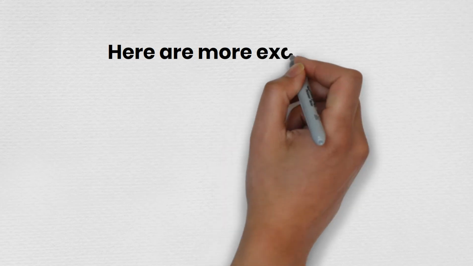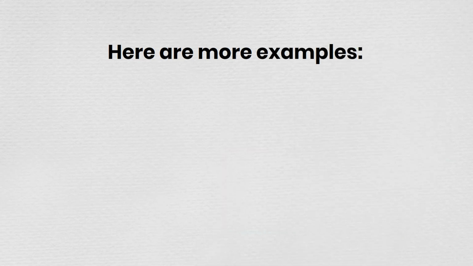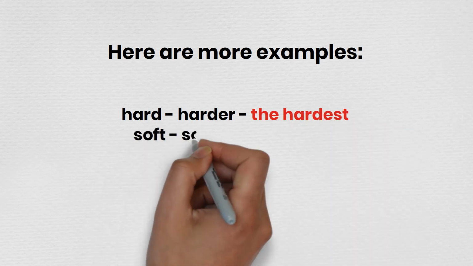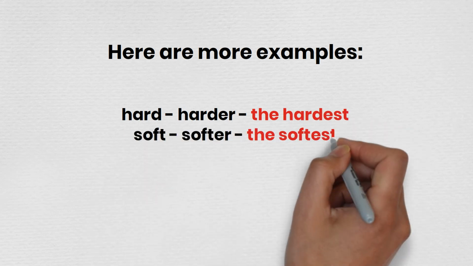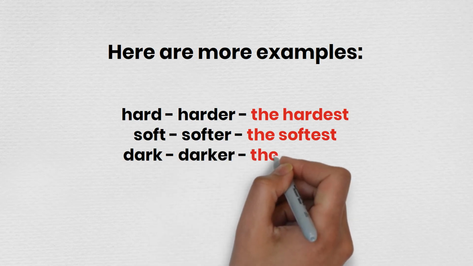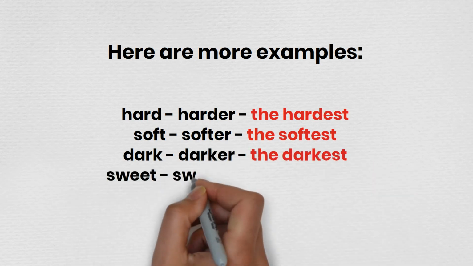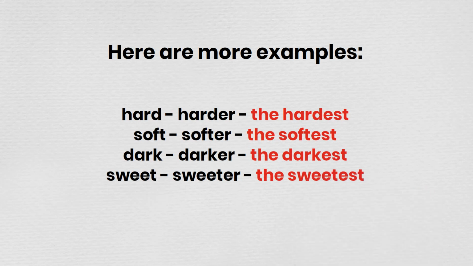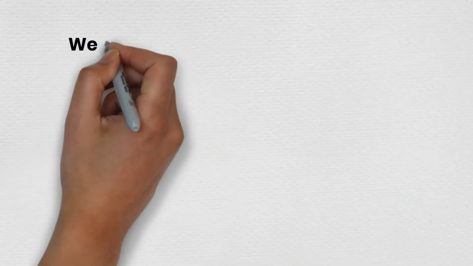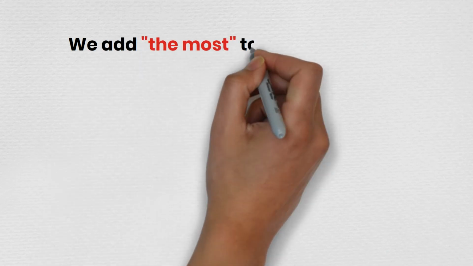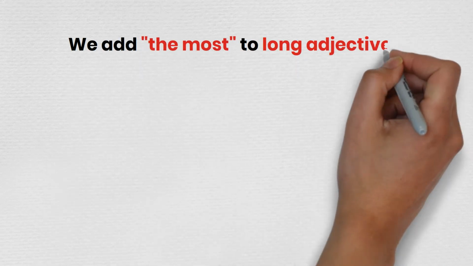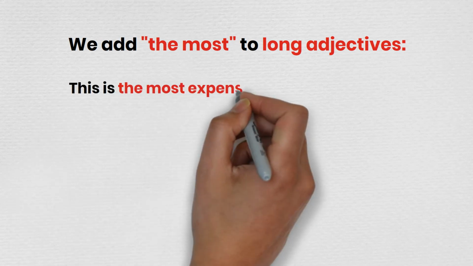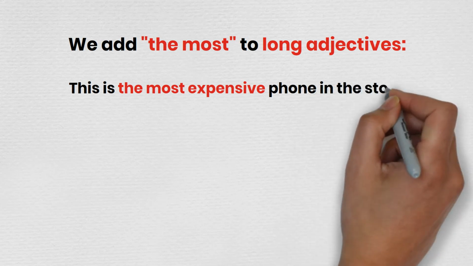Here are more examples: the hardest, the softest, the darkest, the sweetest. We add the most to long adjectives. This is the most expensive phone in the store.